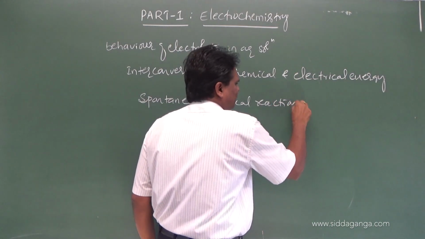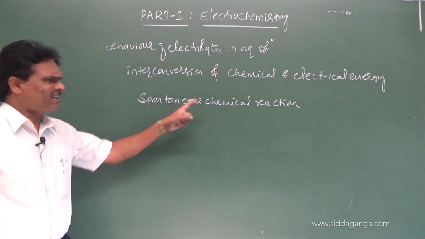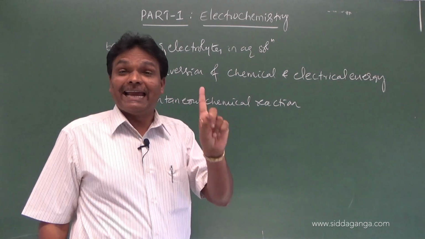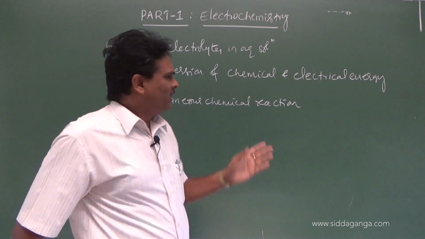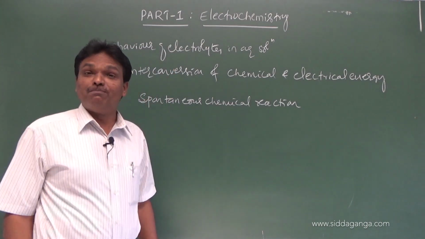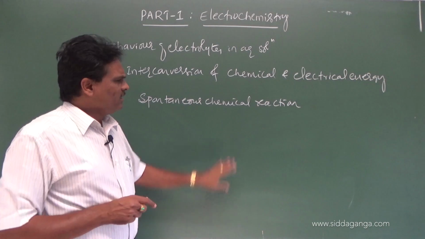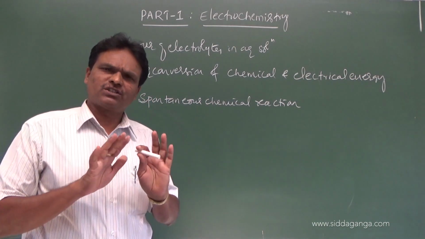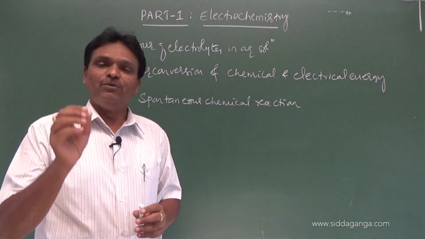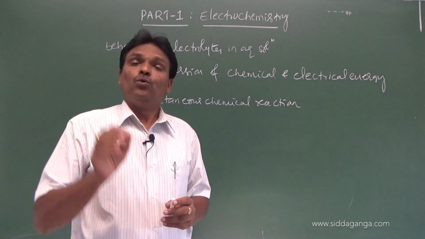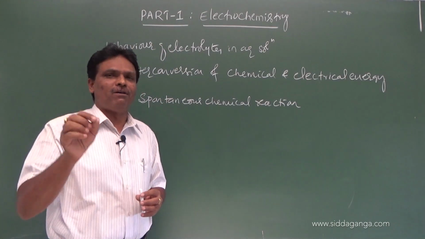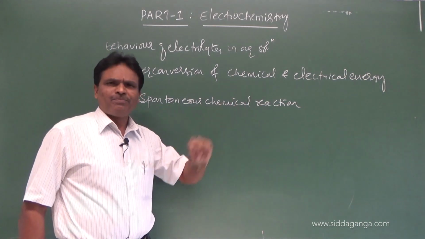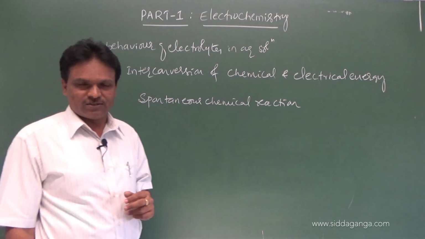So what is meant by a spontaneous reaction? A reaction which occurs on its own. The reaction which occurs by itself. Any chemical reaction that occurs on its own, which does not need any external agents, which occurs without the help of any external agents. Such type of reactions are called spontaneous chemical reactions.